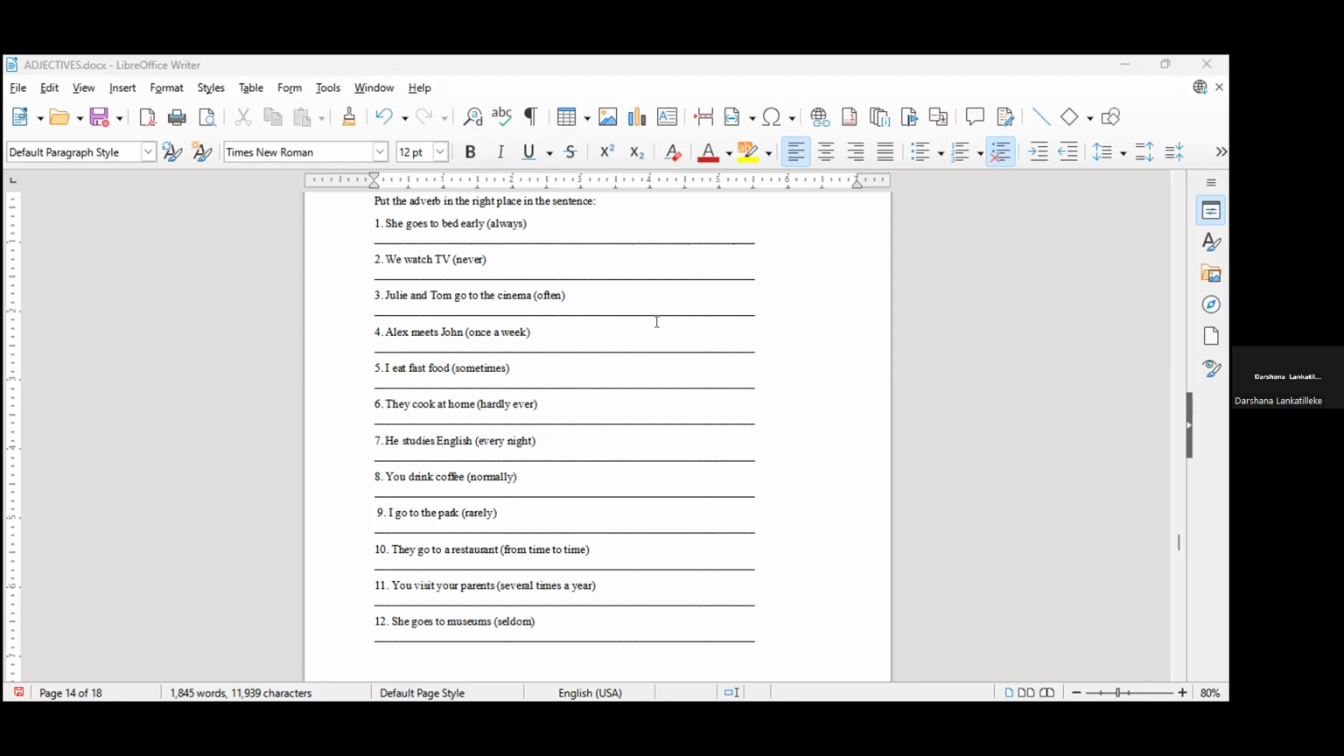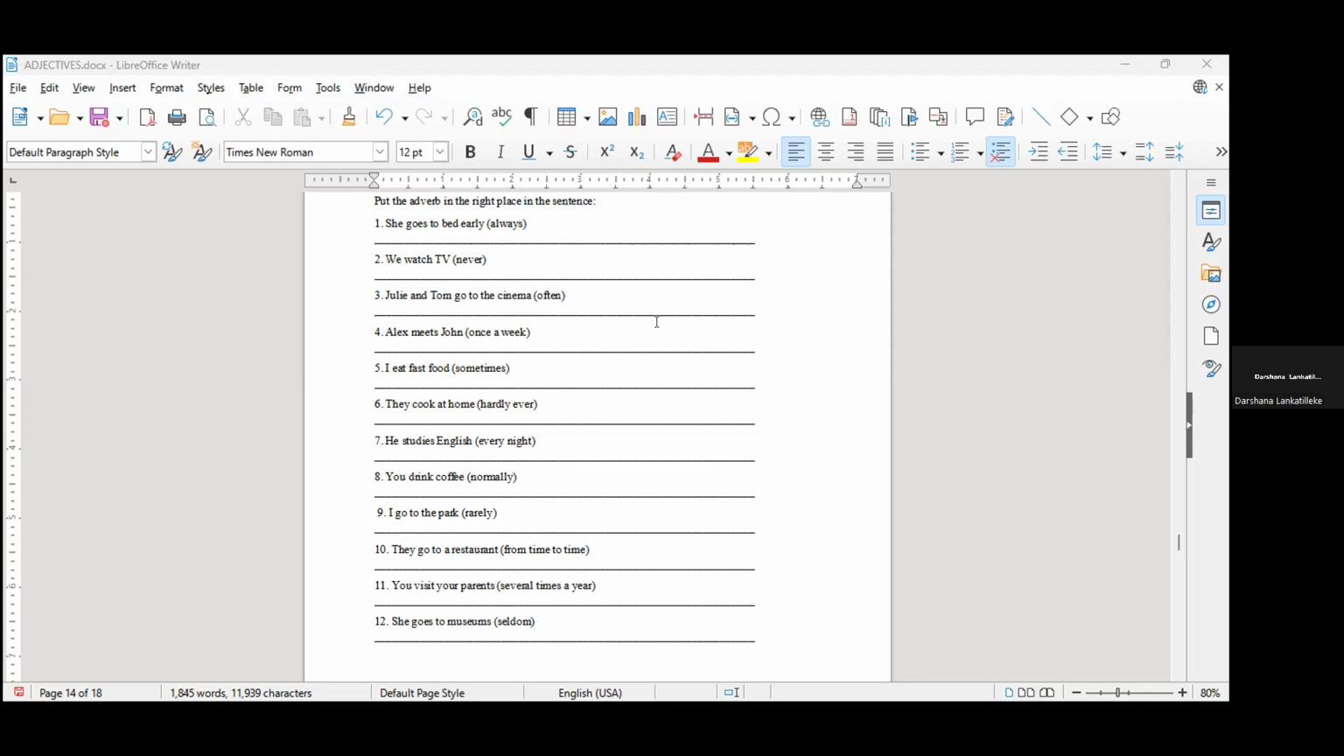Number six, you can say they hardly ever cook at home. Hardly means not at all. Some of you have said they hardly ever cook at home. Even that way also no problem. But better to put it that way, right? They hardly ever cook at home, right? That is the best way to say that.